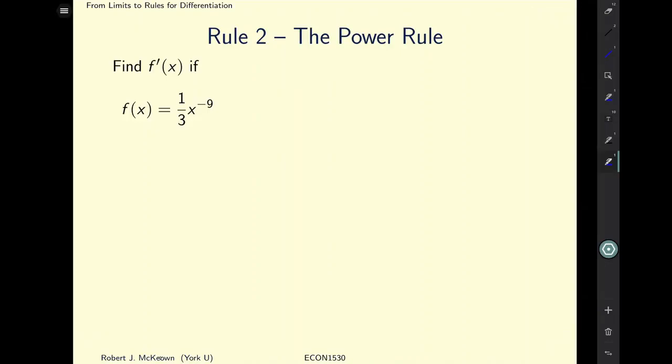So here's an example. Why don't you try the example yourself? It's a little more challenging, a little more difficult than the ones that I just showed you. You can see that it's a more advanced function, even though it's still a power function. Go ahead and see if you can solve it yourself. Press pause, give yourself a few minutes, and then I will go through the solution with you.